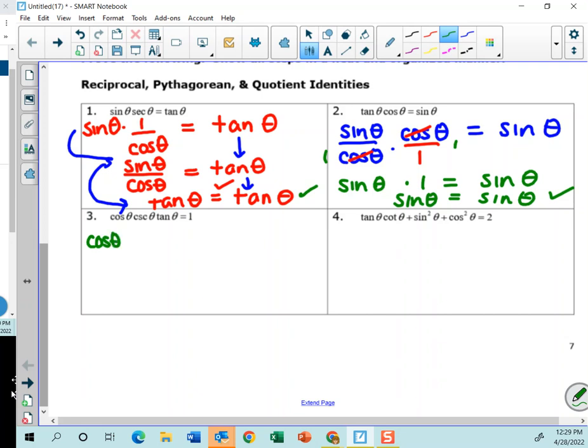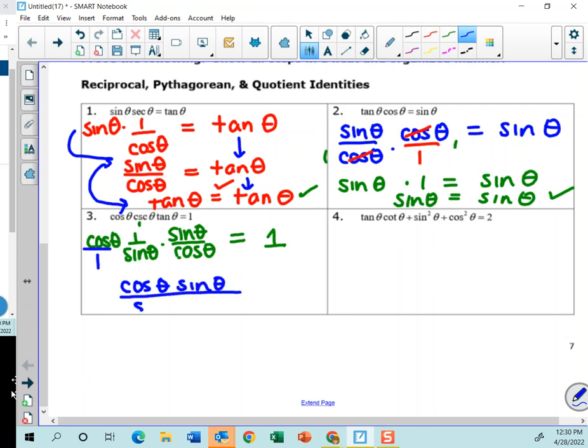I have a cosine. I have a 1 over sine. I'm using my same strategy. Tangent, I would write as sine over cosine. That's my quotient identity for tangent. And whether you want to reduce ahead of time or multiply, you're going to get a cosine times a sine in the numerator, and a sine times a cosine in the denominator, and everybody divides out. When they divide out, they leave ones. 1 times 1, 1 times 1, 1 equals 1.